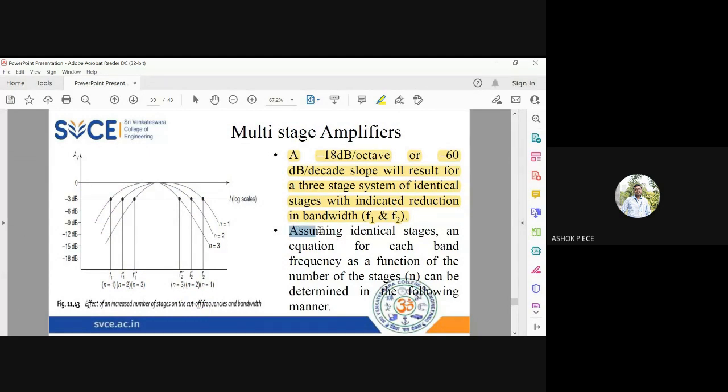Assuming all the stages are identical, you can find the bandwidth of the overall circuit containing n amplifiers, where n is the number of amplifiers that are cascaded. So n equal to 1 corresponds to a single amplifier. For multi-stage amplifiers, we will always start from n equal to 2, the minimum number of stages considered.